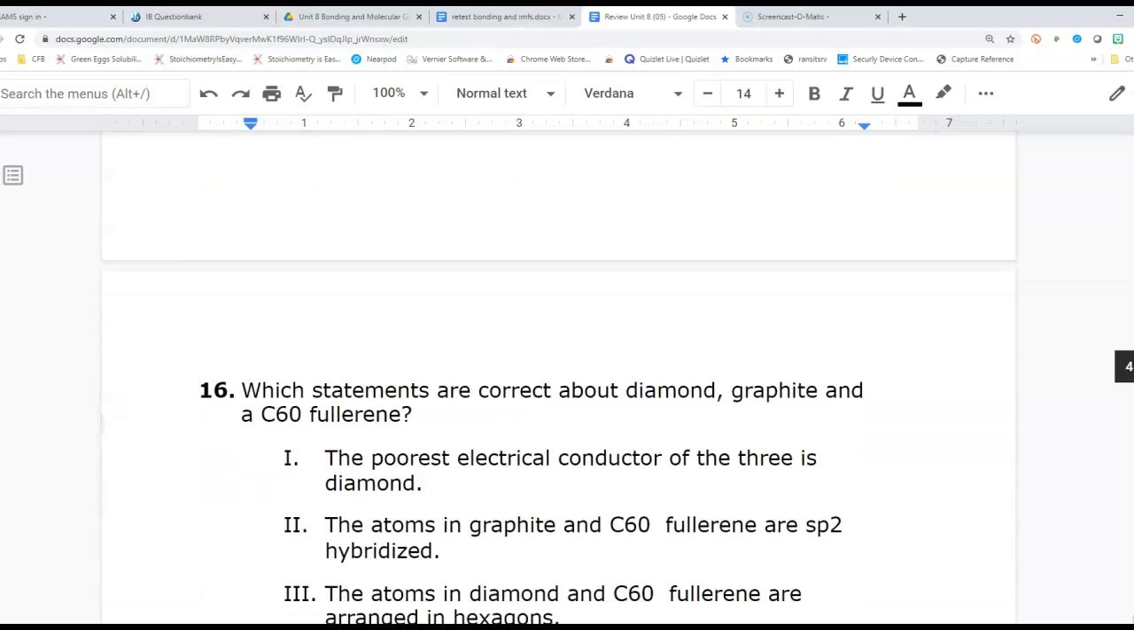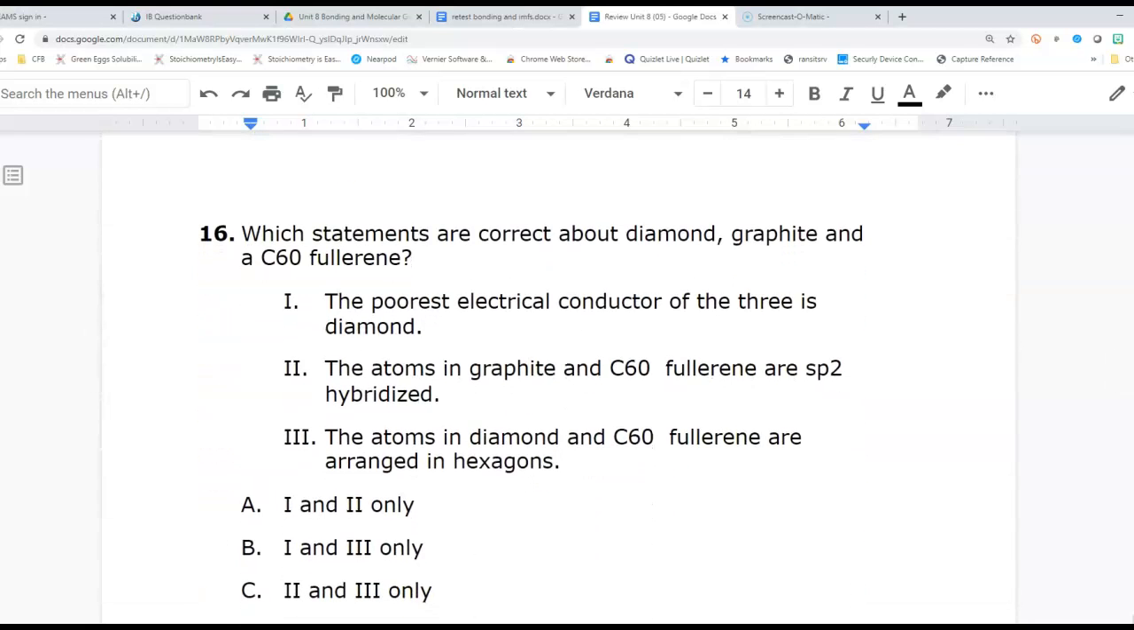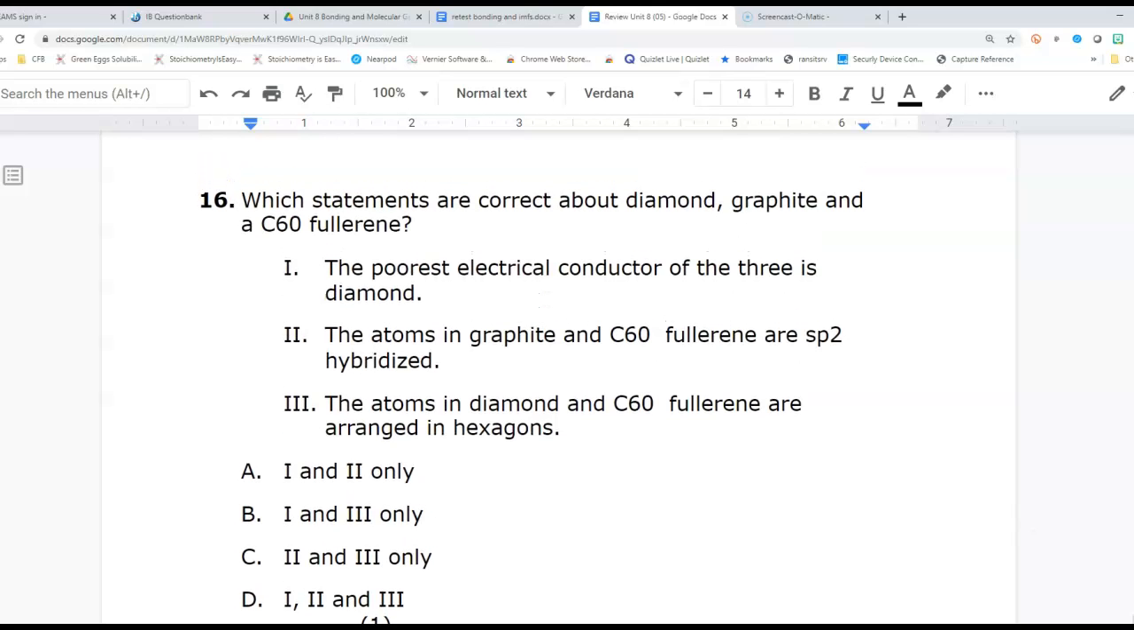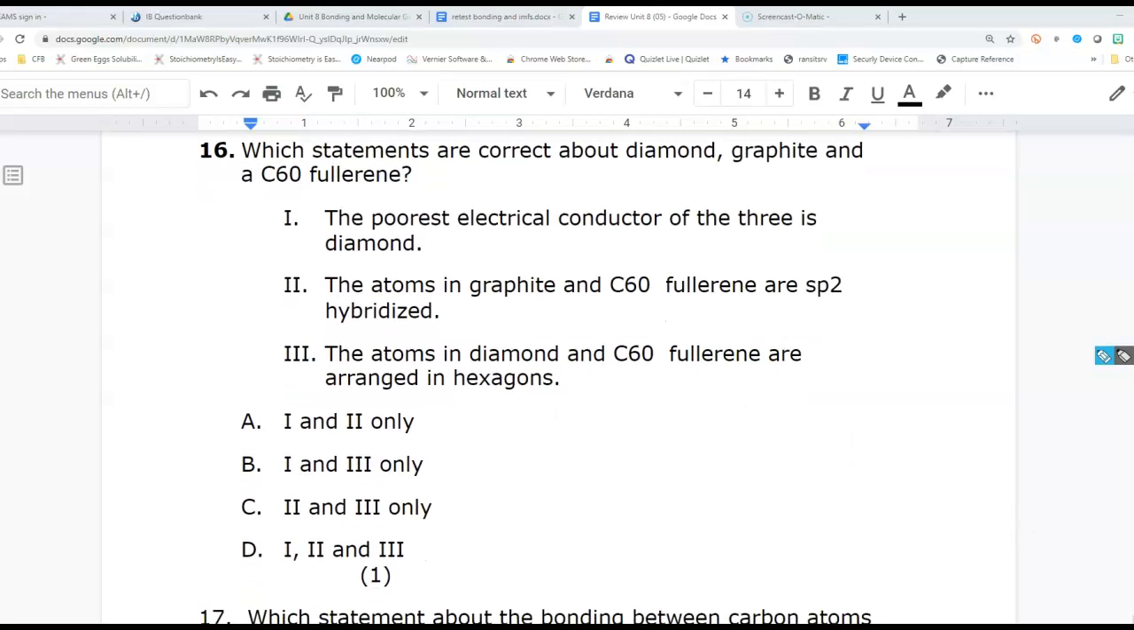All right, here we go. Number 16, which statements are correct about diamond, graphite, and C60 fullerene? You have to remember all the important facts about those. The poorest electrical conductor of the three is the diamond, and the diamond has no delocalized electrons. So that is a true statement.